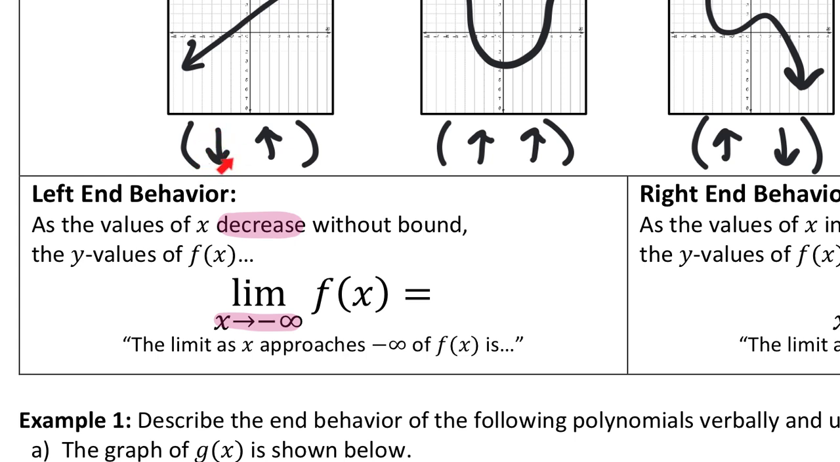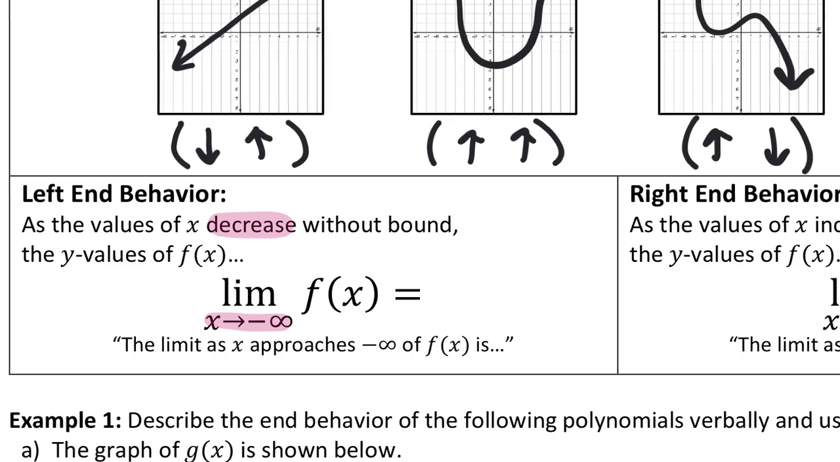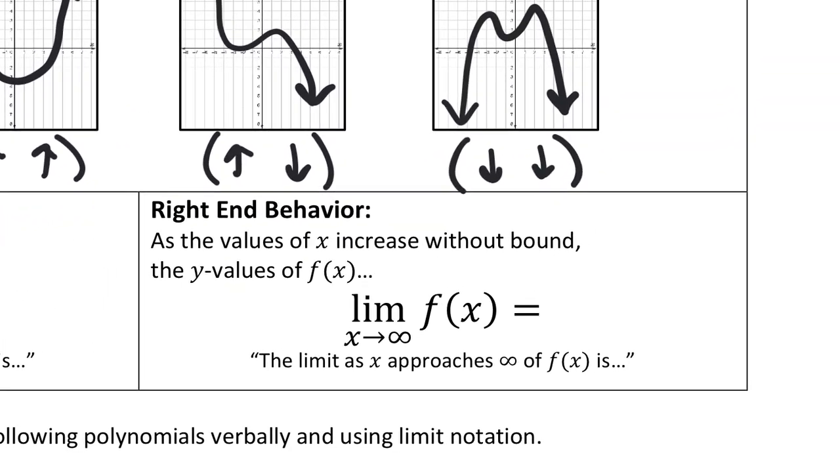So for this graph, we'd say the limit of f of x as x approaches infinity is negative infinity because it's going down. For this one, we'd say the left side end behavior is positive infinity because it's going up. But we do that for both sides. So on the right side end behavior, we're talking about when the x values increase without bound, meaning x approaches positive infinity this time. So the limit as x approaches positive infinity for f of x is blah, blah, blah, whatever the limit is.